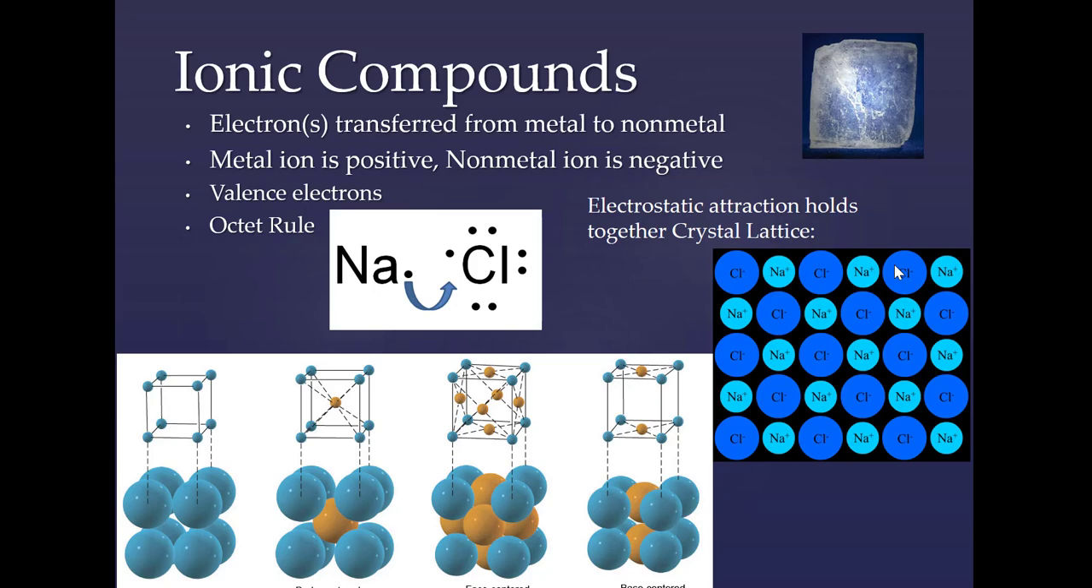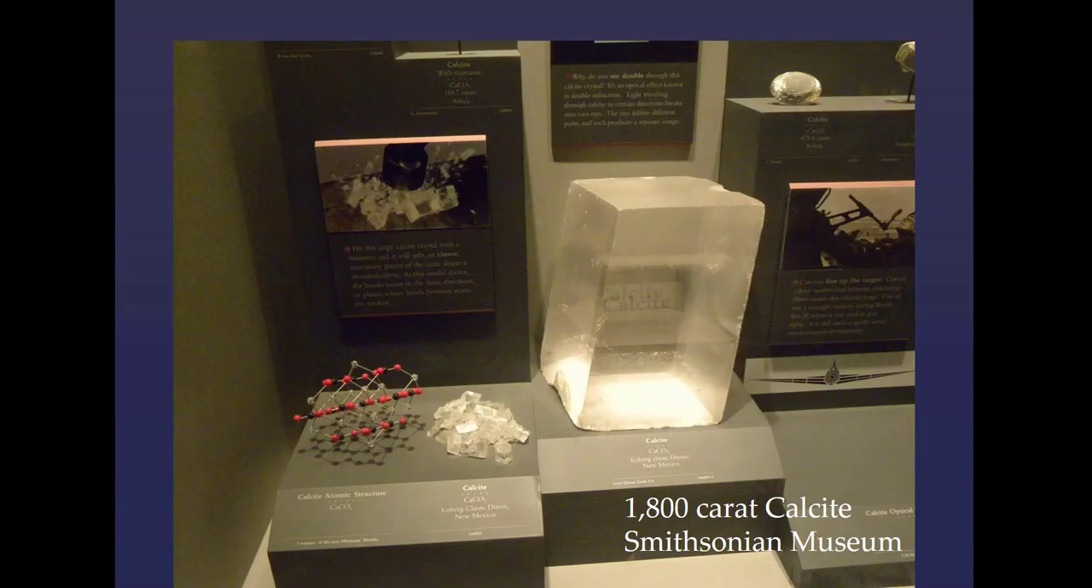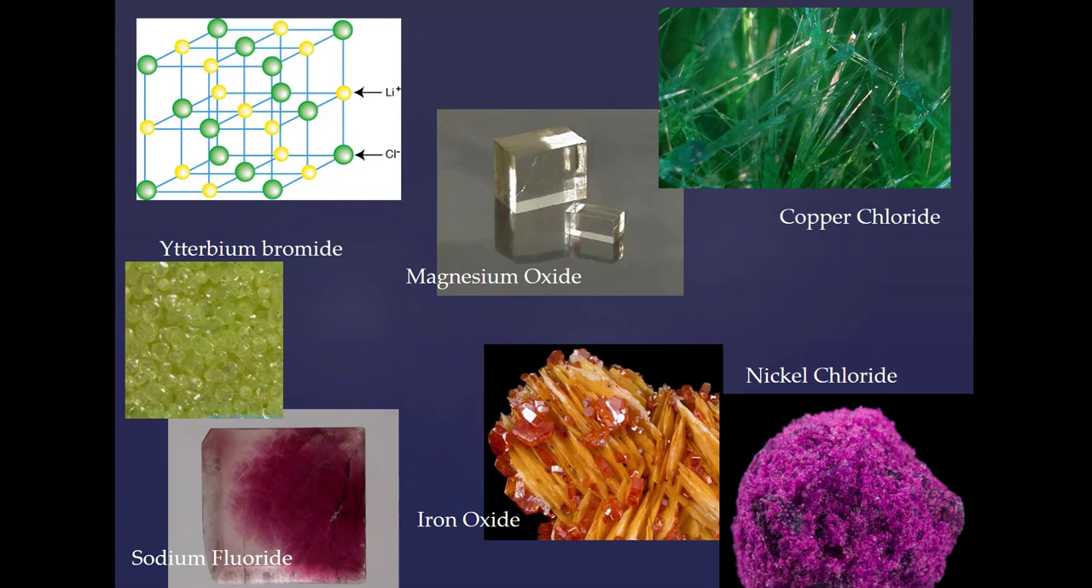This is a picture of a calcite crystal that I took at the Smithsonian Museum when I visited in 2014. I should have put a person in front of it so you can see truly how large it is. It's about waist high, so a very, very large crystal. You can see that unit cell repeated over and over and over again. And calcite is ionically bonded with a metal cation and a nonmetal anion. Here's some more examples of some ionic compounds, their crystal structures.